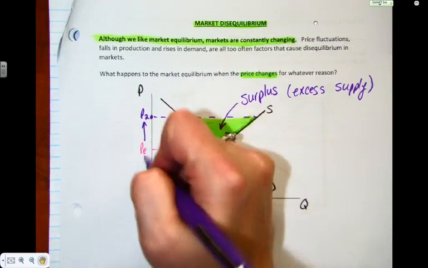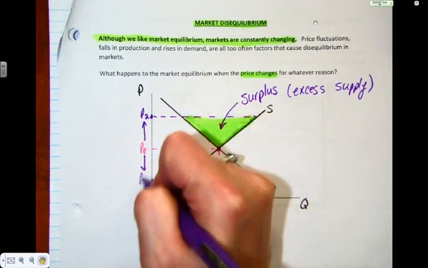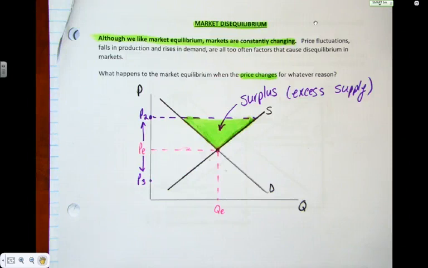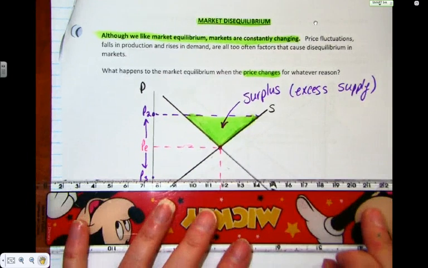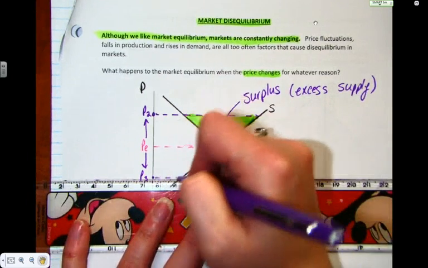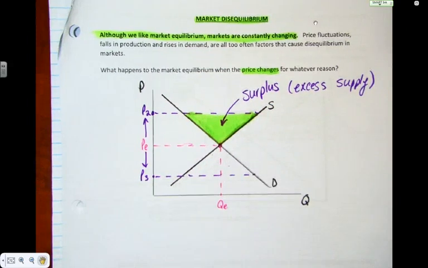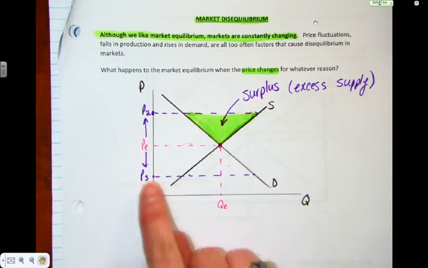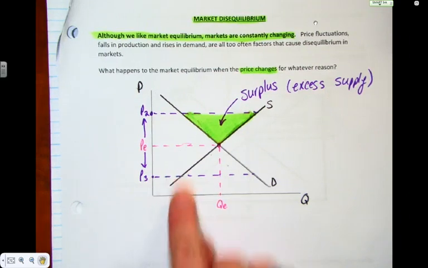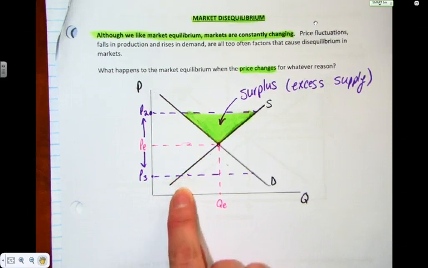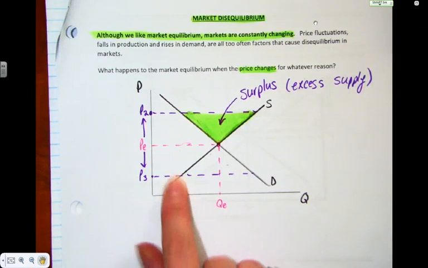What if the price goes down? So let's call that P3. I think you are onto something there. And so if we look where P3 intersects the supply curve, is it lower or higher than the equilibrium quantity?